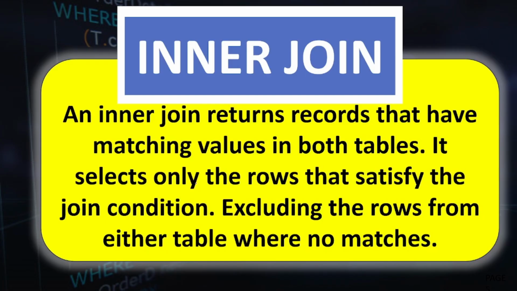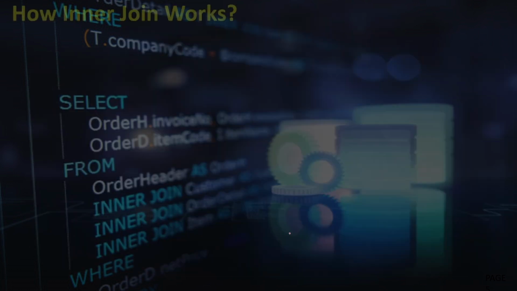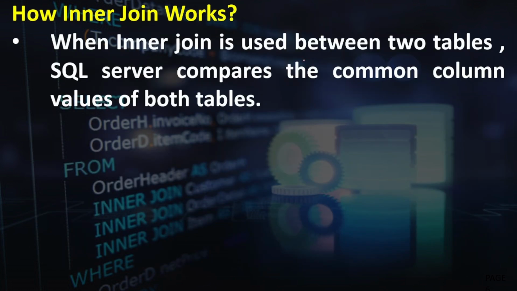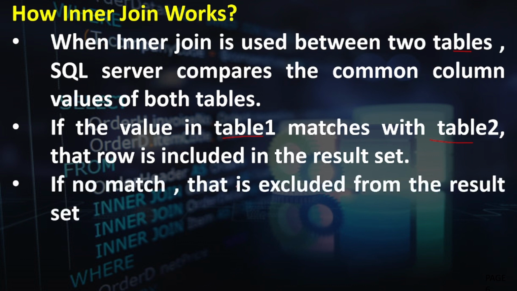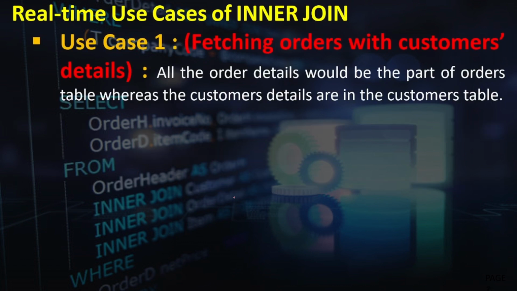Talking about inner join, an inner join returns records that have matching values in both the tables. It selects only the rows that satisfy both the conditions, so it will return only the rows which are available in both the tables, right? The matching records, and those which are not matching it will not return. So inner join between two tables: if table 1 matches with table 2 data, then the result set is produced. If there is no match, it is excluded.